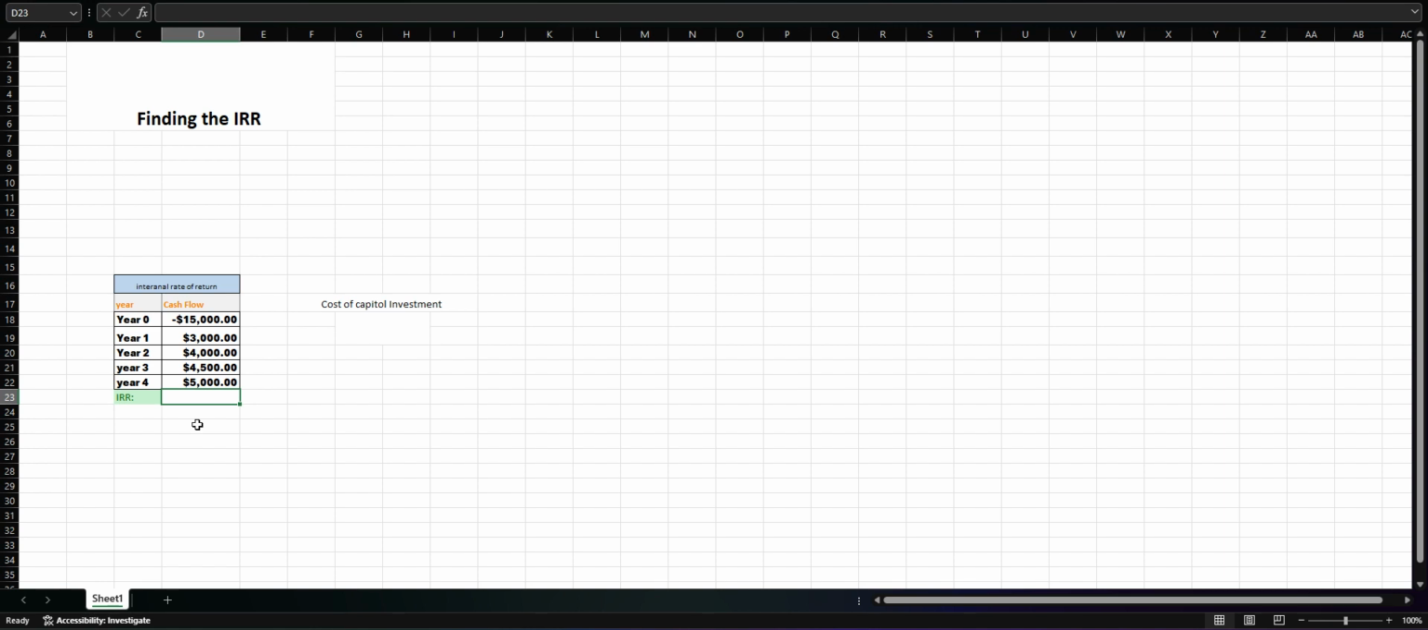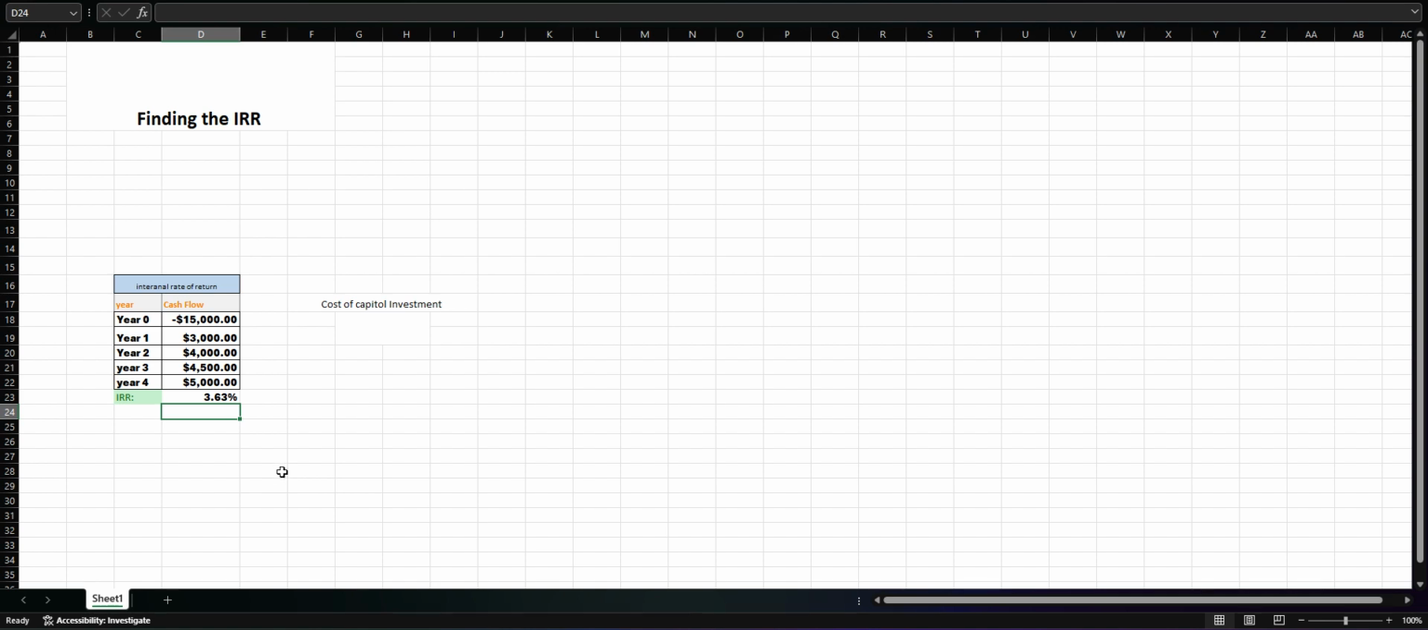So it would be an equal sign, and then you're going to type IRR, and then inside parentheses, you're going to hover over these numbers, and then left click, hold the left click all the way to whatever the amount would be, and then deselect, close parentheses, and then enter. And that's where we're going to get our percentage of the rate of return on our initial investment.